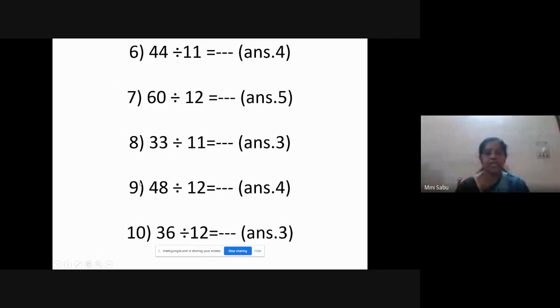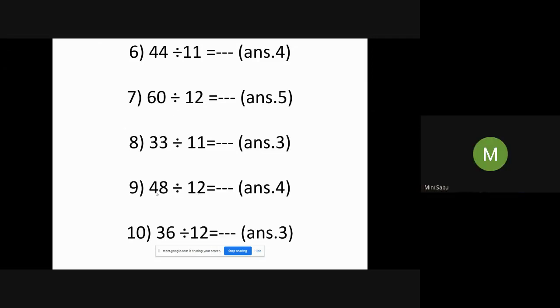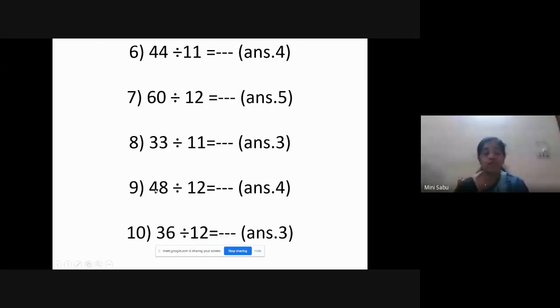Then next question. Now 2 questions are remaining. 48 divided by 12 equal to dash. You have to say the table of 12. 12 1 is 12. 12 2s are 24. 12 3s are 36. 12 4s are 48. So the answer is 4.